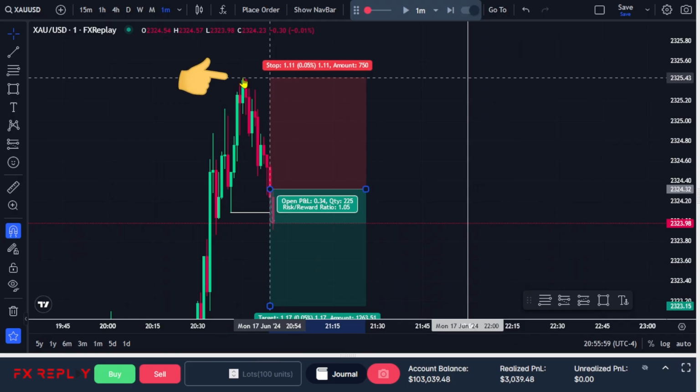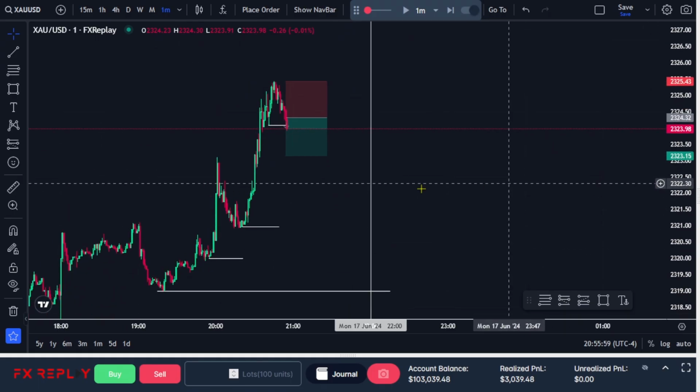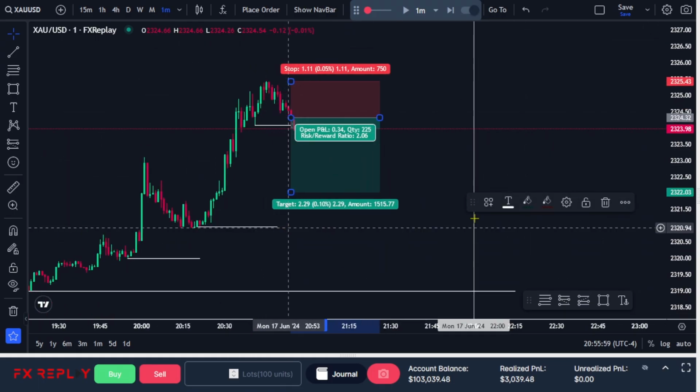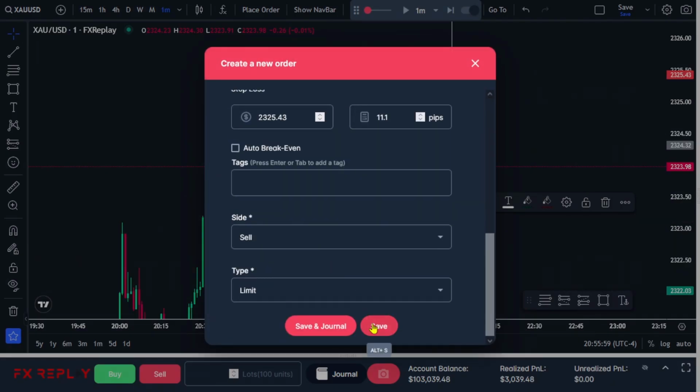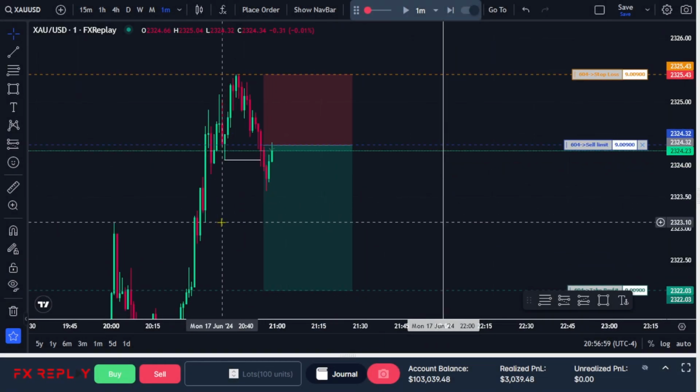Stop loss will be above this recent swing high. And for the profit target, I will aim for a simple 1 to 2 risk to reward ratio. Let me place the limit order risking 1% and see how this plays out.